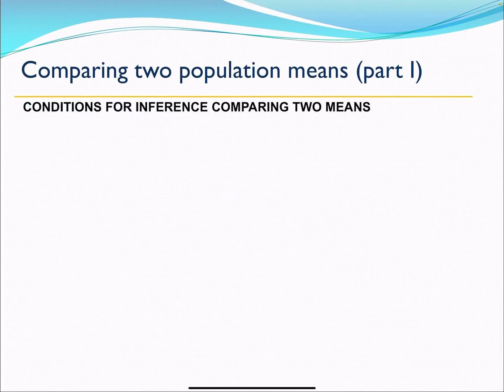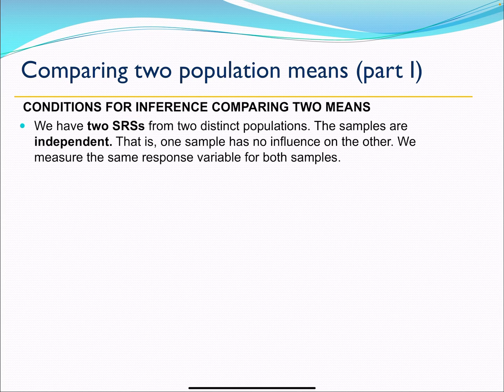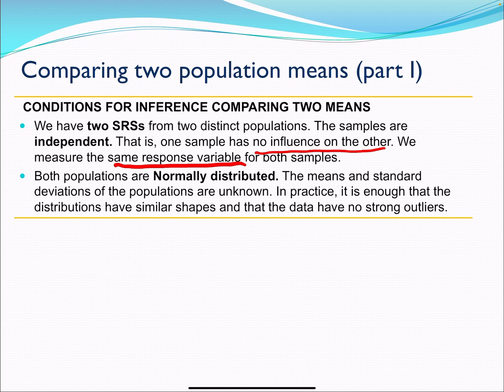So the conditions we need to meet for inference about two means is that we do need two simple random samples from two distinct populations where the samples are independent, so one has no influence on the other. That's really crucial. And we're looking at the same response variable for both samples. Like I can't compare the mean and standard deviation. I need to have both means. Both of these populations do need to be normally distributed. That pretty much goes without saying. The means and standard deviations of the populations are unknown. In practice, it is enough that the distributions have similar shapes and that our data has no strong outliers. Strong outliers would not make our data normally distributed.